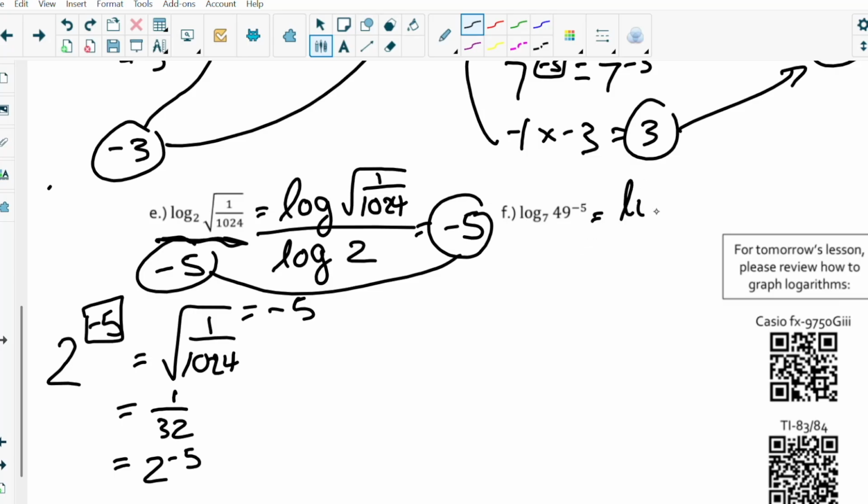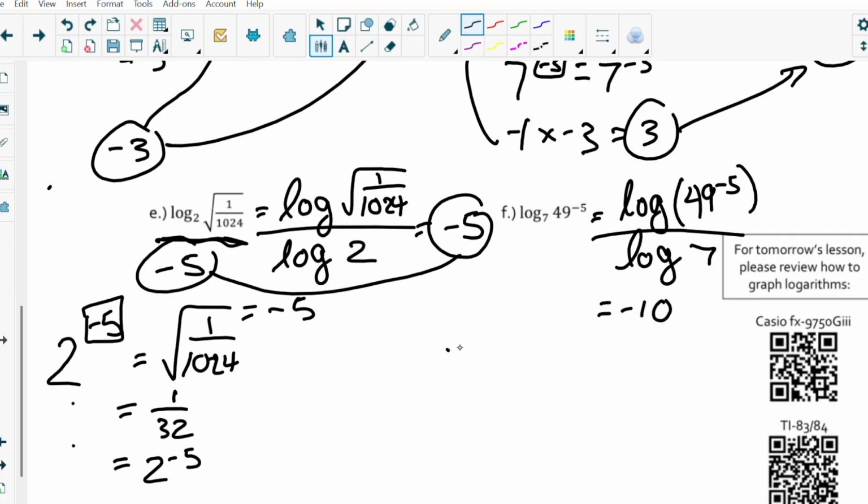Okay. Log base 7 of 49 to the negative 5. So change your base identity: log of 49 to the negative 5 over log of 7. Hang on. You have to be careful with your brackets, really careful here. Log of 49 to the negative 5, and then I'm going to close it with big brackets, not small brackets on the exponent, divided by log of 7.